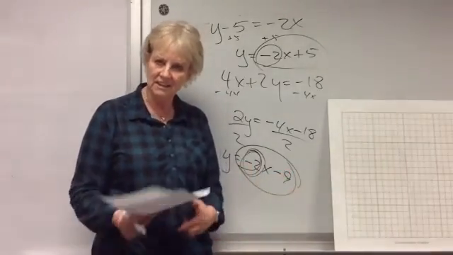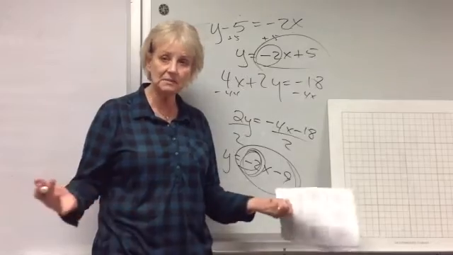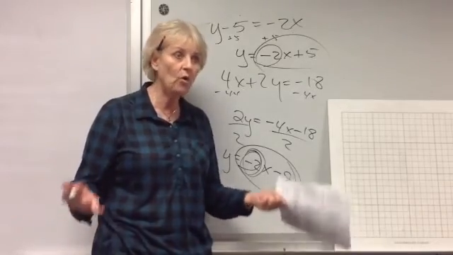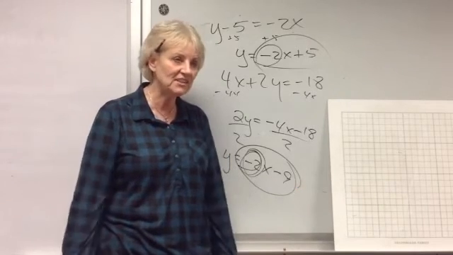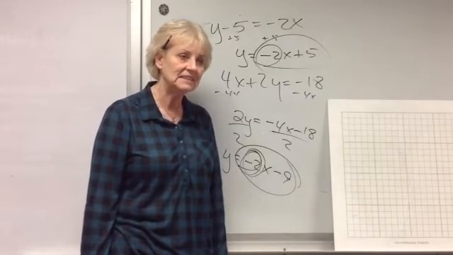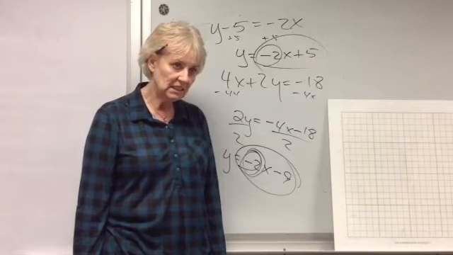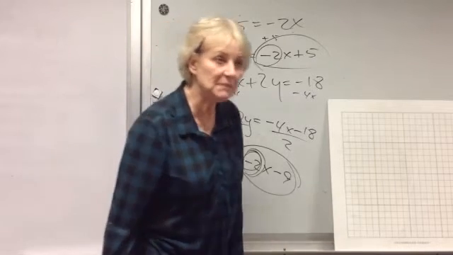Never. So is it inconsistent? Inconsistent means there's no solution. No, they'll never meet. So that's all inconsistent means. They'll never meet. They're parallel. They're never going to meet. So it would be inconsistent and no solution. Correct. Inconsistent means no solution.